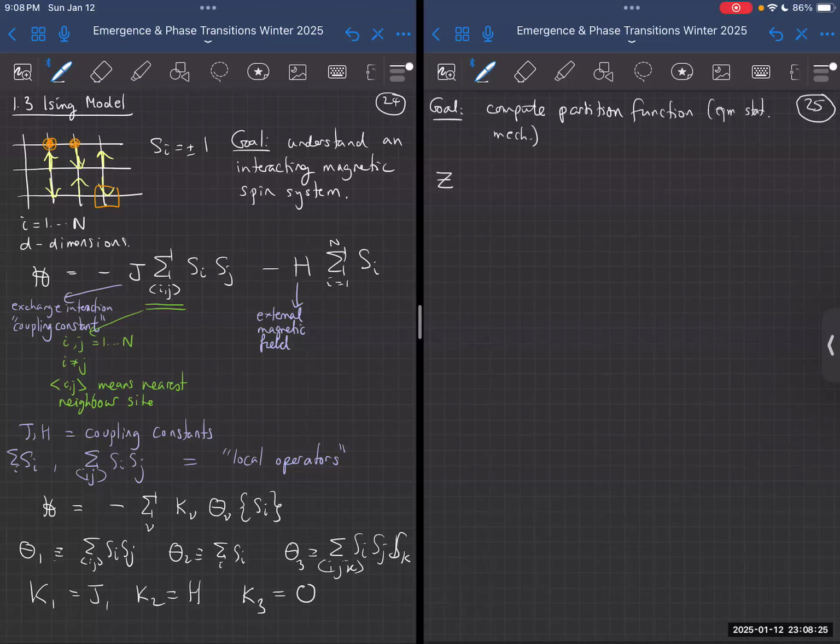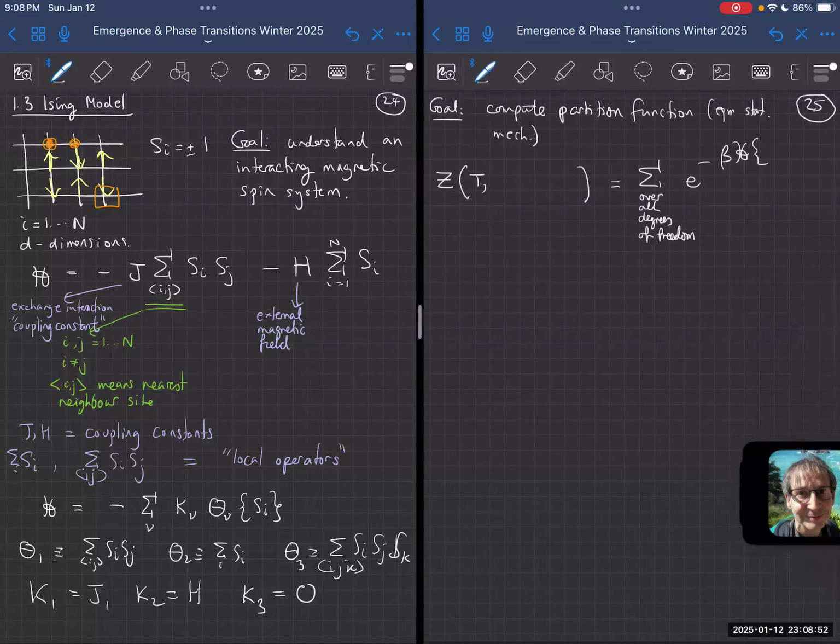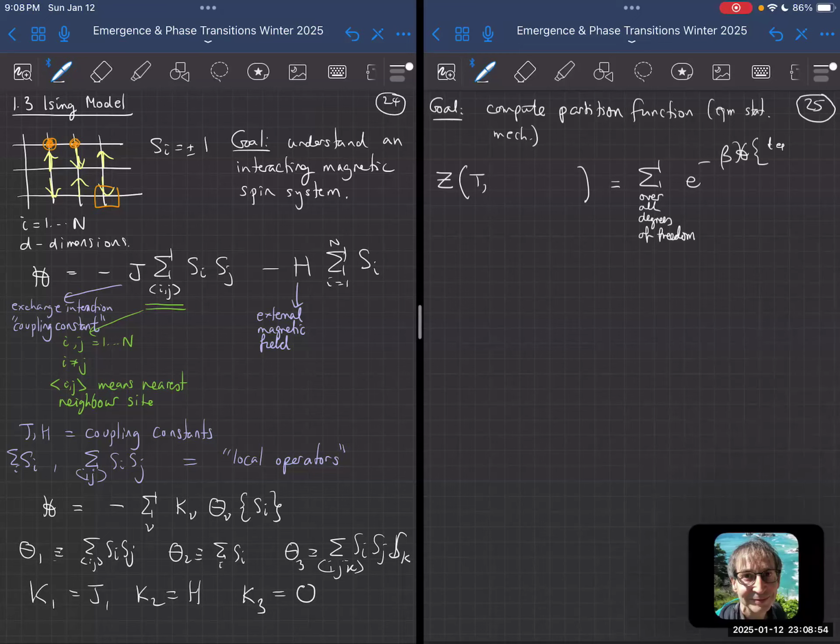The partition function looks like this. It's a function of T. It's going to be a function of a bunch of other variables, which I'll say what they are in a minute. But let's write down what the formula is. The formula is you sum over all degrees of freedom e to the minus beta times the Hamiltonian, which depends on all the degrees of freedom.